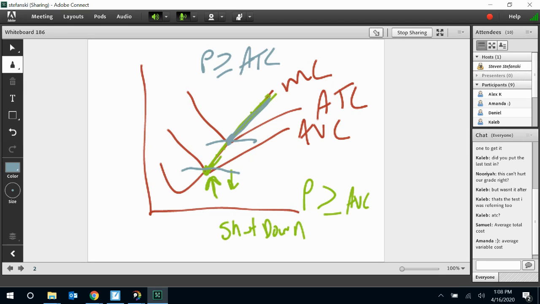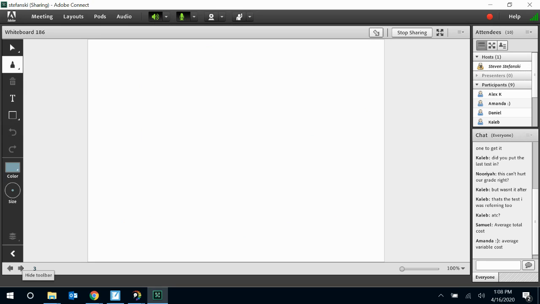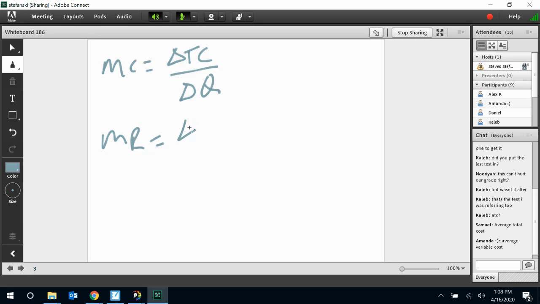We also calculated marginal revenue. We learned how to do that. So when we think about cost curves, marginal cost is equal to the change in total cost divided by the change in quantity. Marginal revenue is equal to the change in total revenue divided by the change in quantity.